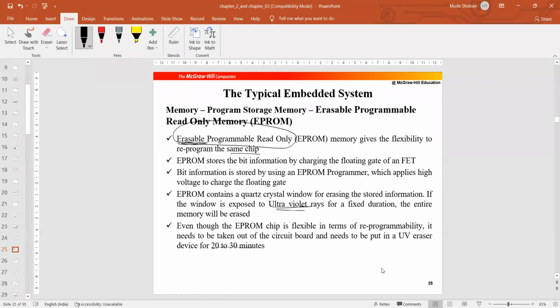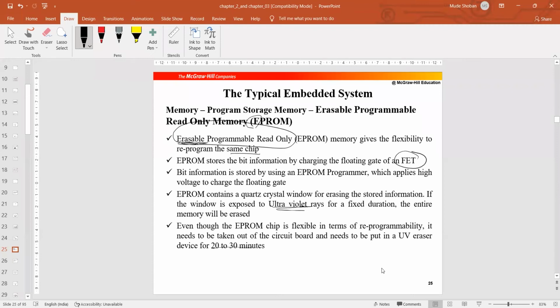So the flexibility to reprogram is possible in the erasable programmable read-only memory. This is the only feature that is added. PROM is the same. So what is this E? Erasable. EPROM stores the bit information by changing the floating gate of an FET.